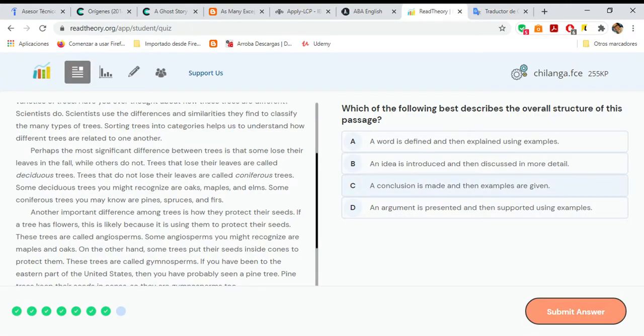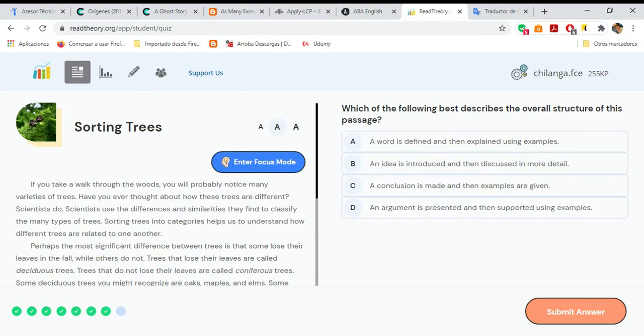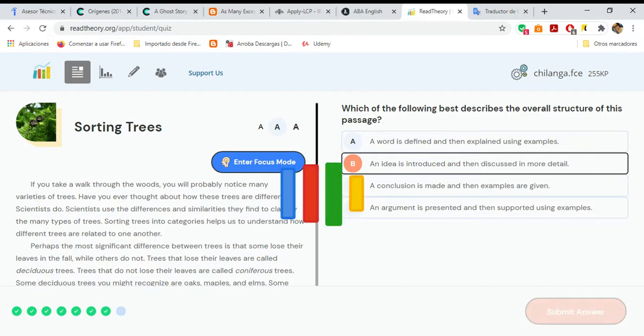Which of the following best describes the overall structure of this passage? A word is defined and then explained using examples. Maybe an idea is introduced and then discussed in more detail. A conclusion is made and then examples are given. I'm not good with this. So I think it's an idea introduced.